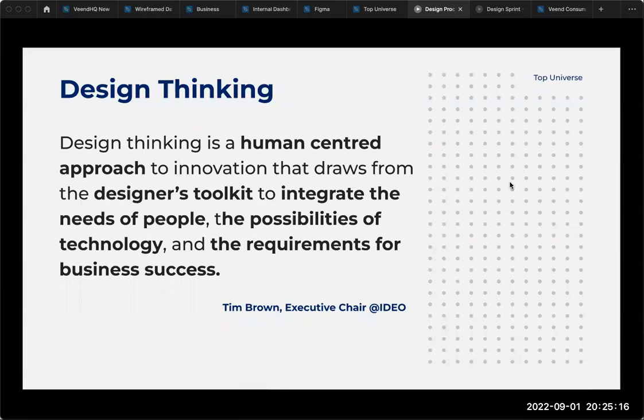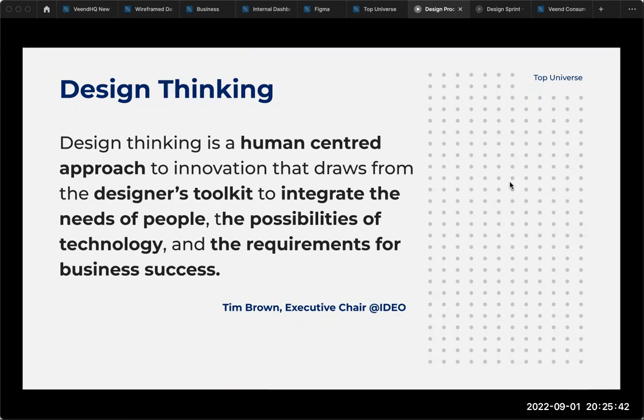So he crafted out these words, that design thinking is a human-centered approach. Now, see those words that are in bold letters. It is a human-centered approach. So it's not a process, it's an approach. An approach to what? To solving a particular problem. It's an approach to innovation, to creating things, to bringing about new things that draws from the designer's toolkit.